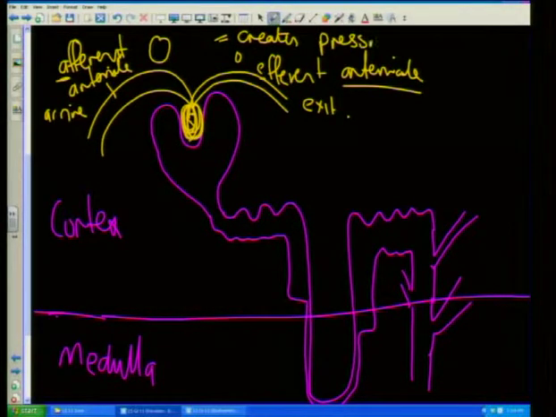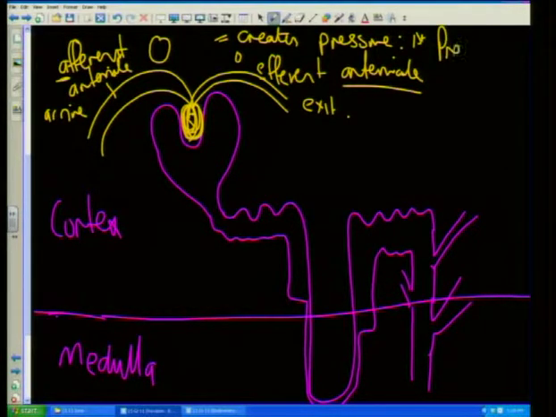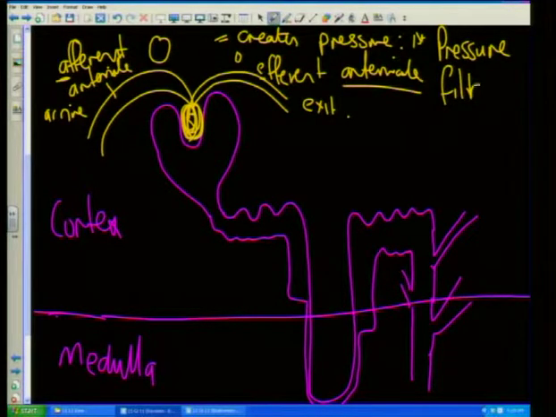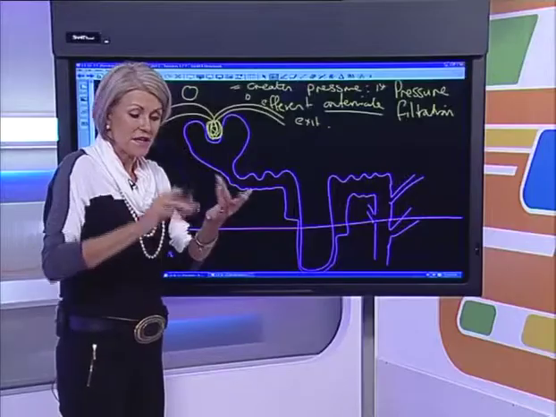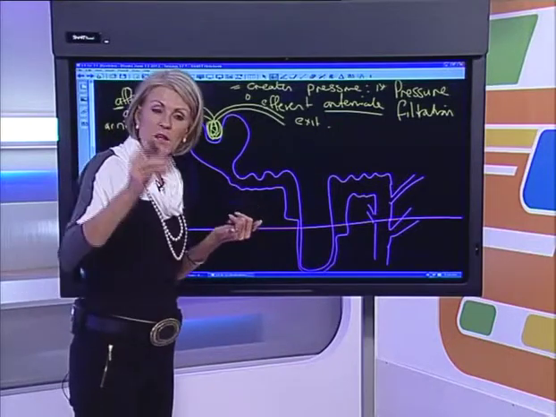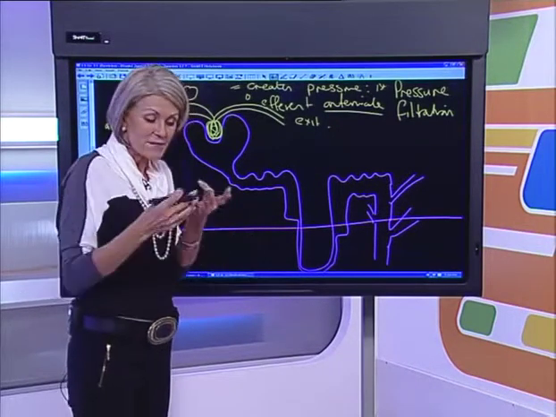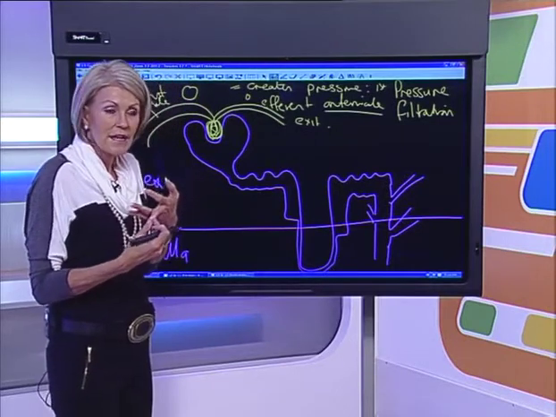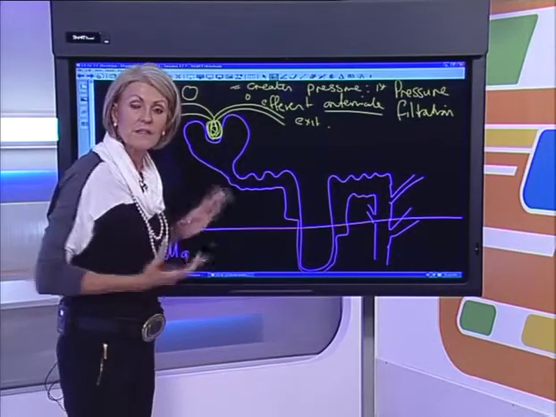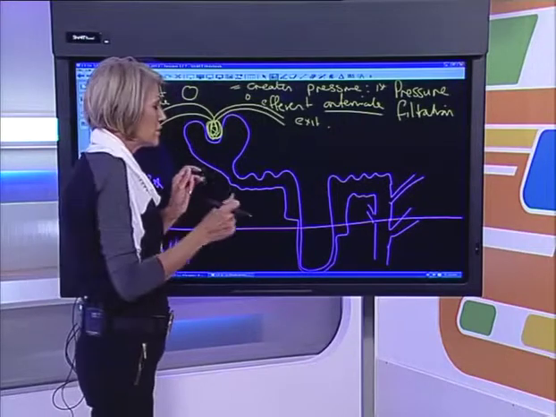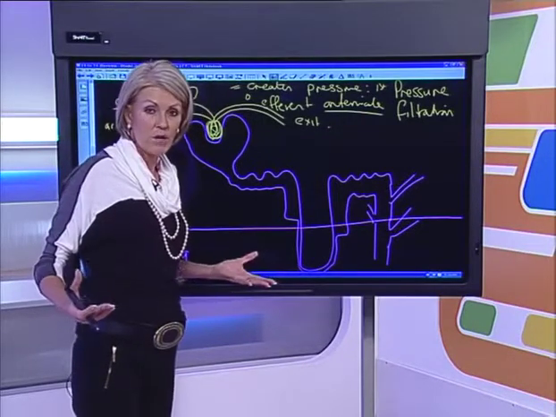And it creates pressure for our first process, and the first process is called pressure filtration. Your pressure filtration is caused because the afferent arteriole is larger than the efferent. It's bringing blood that is full of wastes, but it's also blood that is full of nutrients and full of oxygen. The kidney cells themselves need oxygen. That's number one. Number two, they need nutrients so that they can do their job.